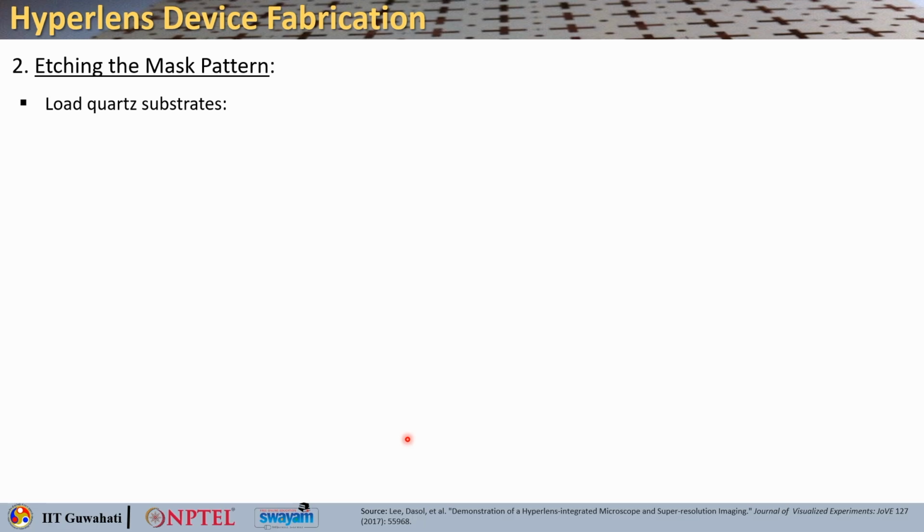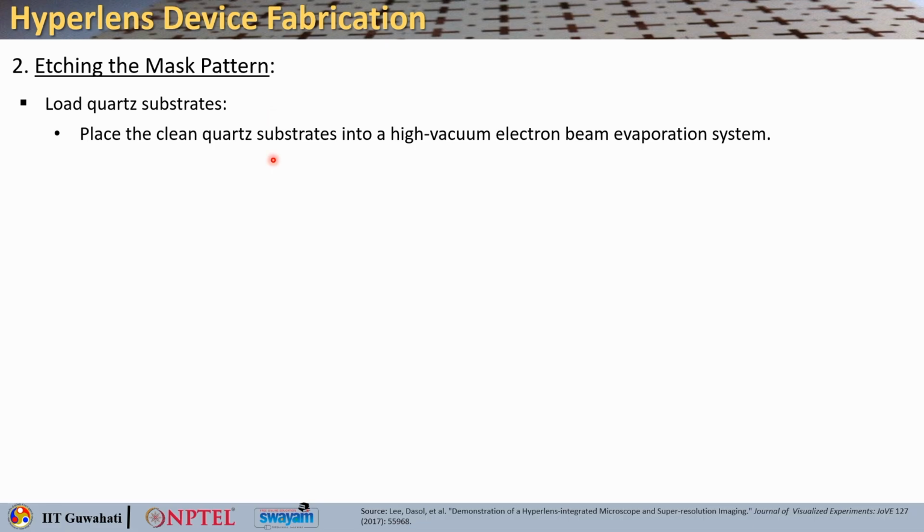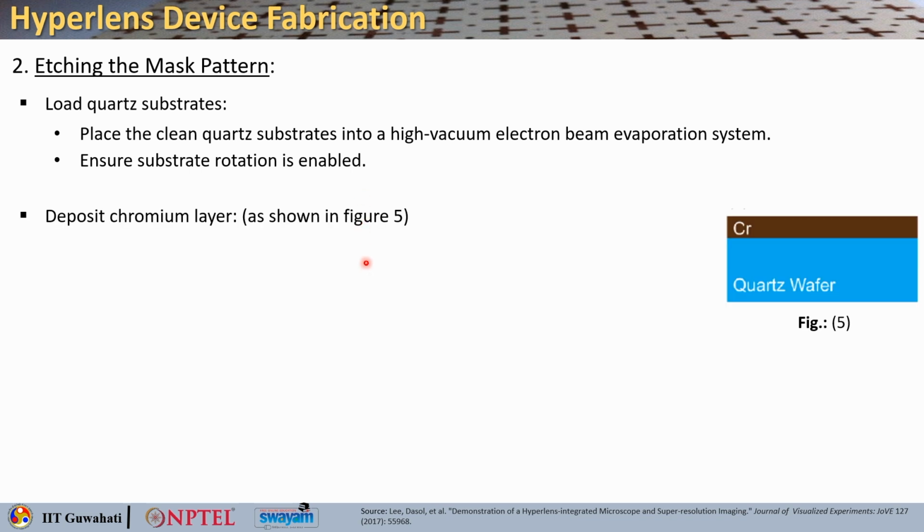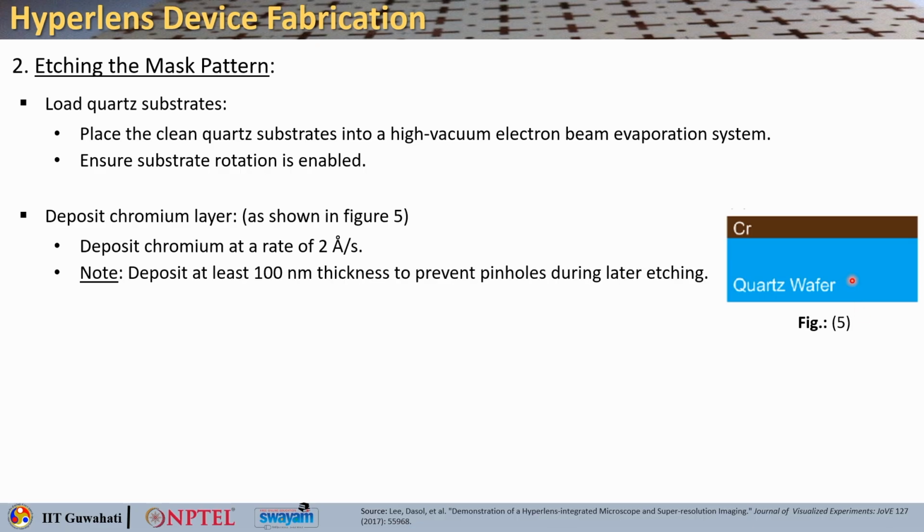The next step would be to etch the mask pattern. For that you load the quartz substrate. You have to place the clean quartz substrate in a high vacuum electron beam deposition system, and you have to ensure that the column rotation is enabled. There you deposit chromium, as you can see in this figure. The deposition rate is typically 2 angstrom per second, and you need to deposit at least 100 nanometer thickness, so you can prevent pinholes during later etching steps.